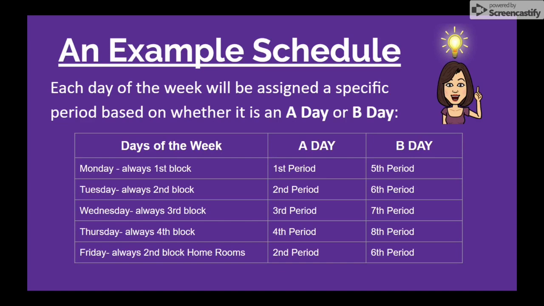So if the Tuesday is an A day, they'll attend their second period class. If it's a B day, they'll attend their sixth period class for flex time. Wednesdays will correspond to the third block of the day for flex time, either third period or seventh period. Thursdays will always be either fourth period or eighth period. Friday flex time will be devoted to interest-based clubs with either second or sixth period assigned for their home base.